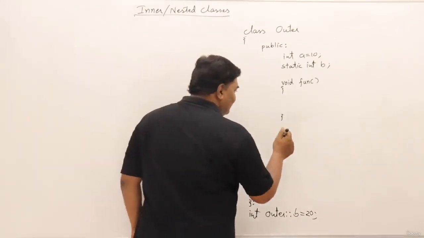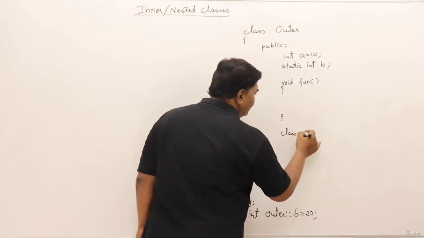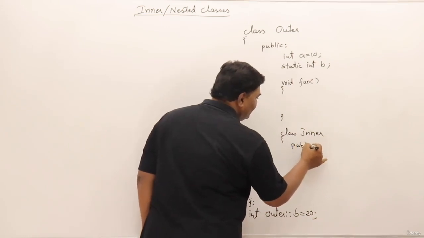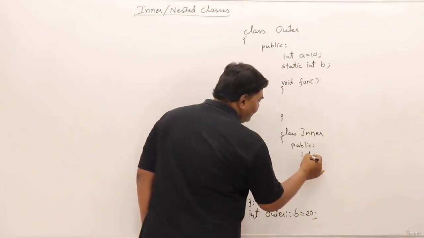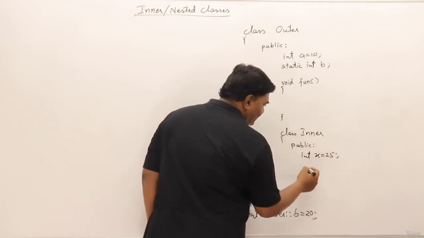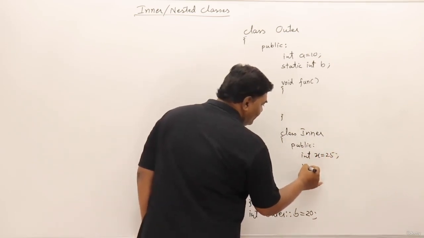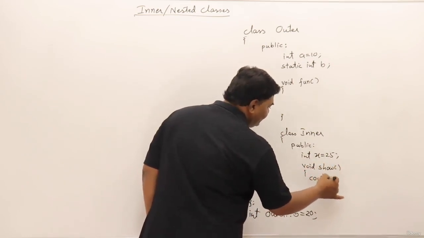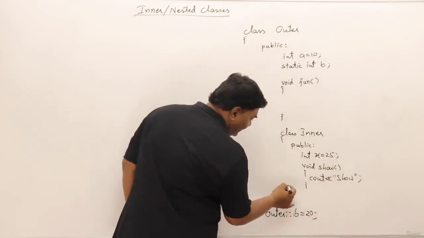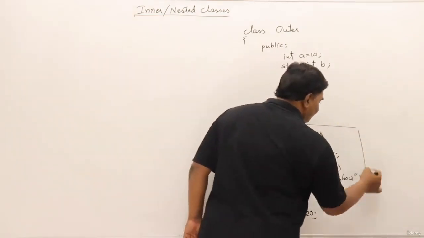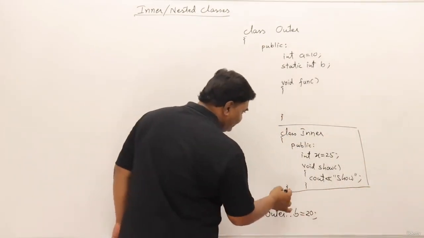Now inside this class I will write one class called Inner. Then inside this I will have one member. Let us say this is public. I have to write the keyword public here, and it has one member x having value 25. Then it also has one function, void show, which is displaying nothing but just cout show. This is the end of the class. So I have written one class inside the outer class.